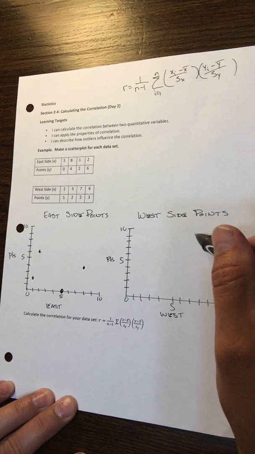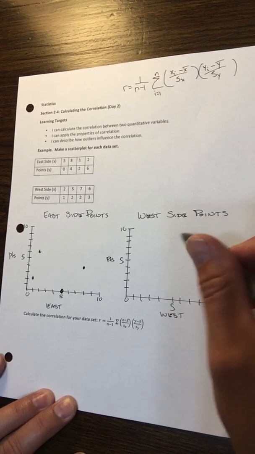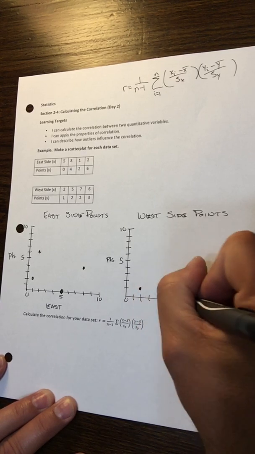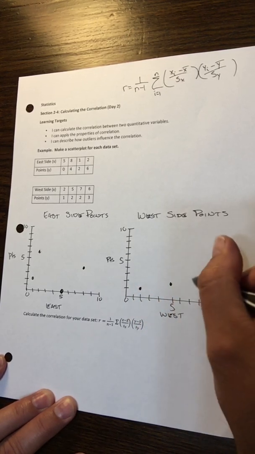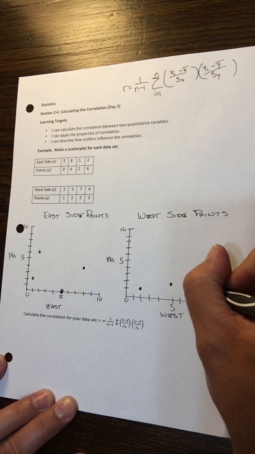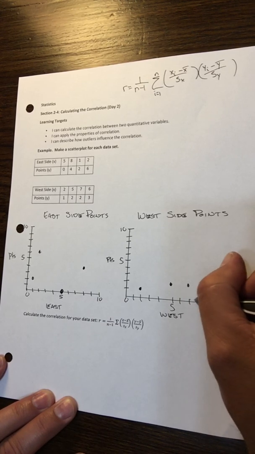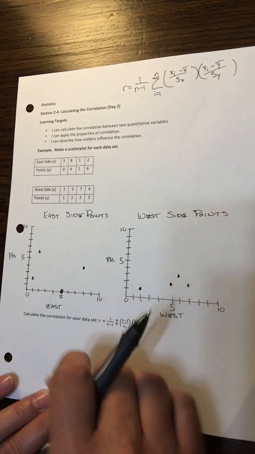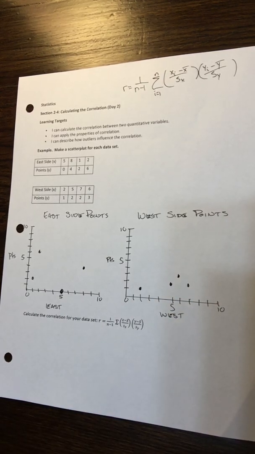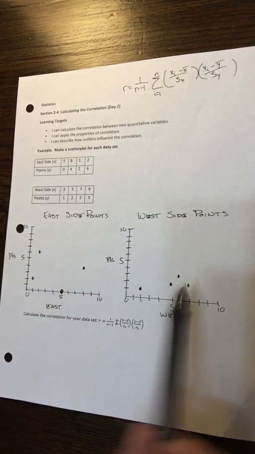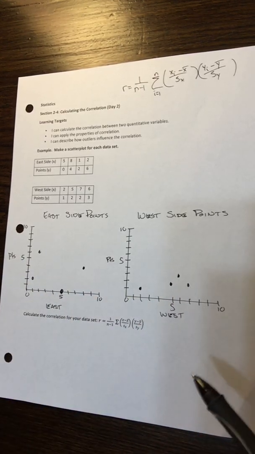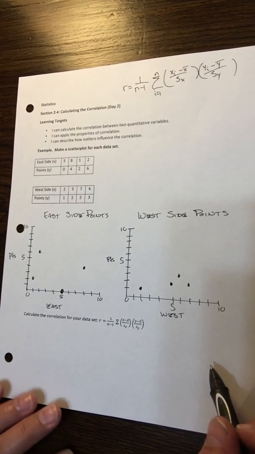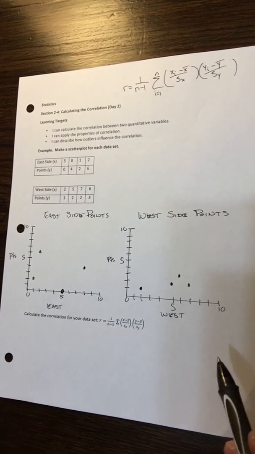The west side points, I have no idea what this data is for. So it's (2, 1), (5, 2), (7, 2), (6, 3). Okay, so there are my two scatter plots. I could see this being a linear form, and I could see this being a linear form, even though there's only 4 points. Here's the directions. Calculate the correlation for your data set.